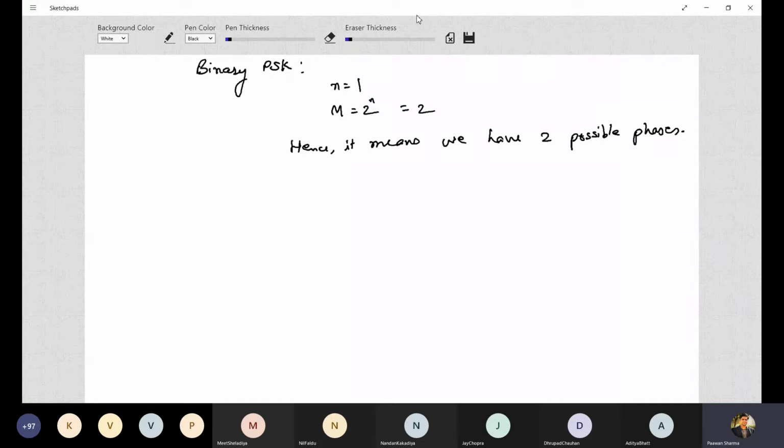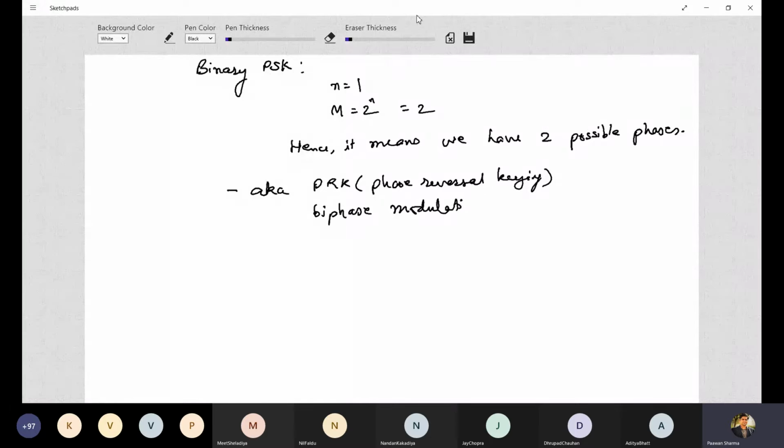Since it has 2 possible phases, it is also known as PRK. PRK stands for phase reversal keying, or also known as biphase modulation, since there are 2 phases. And since these phases are just the reverse of each other, it is also known as phase reversal keying. So we'll look into more detail, but remember, BPSK is also known as PRK and BM, biphase modulation.